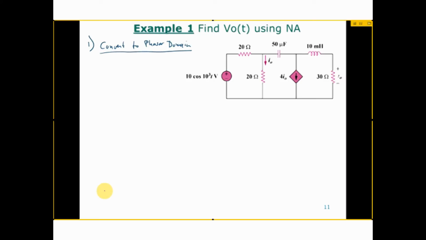What's the most important thing if we're going to convert to the phasor domain? What do we need to know? First thing we need to know, most important quantity. Yeah, what's omega? Okay, and what's omega in this case? 1,000, right? 10 to the third.